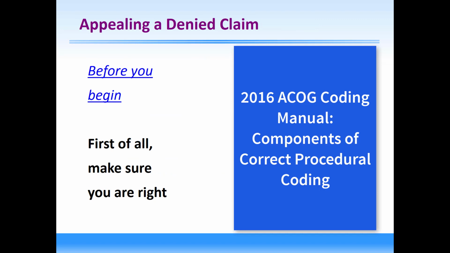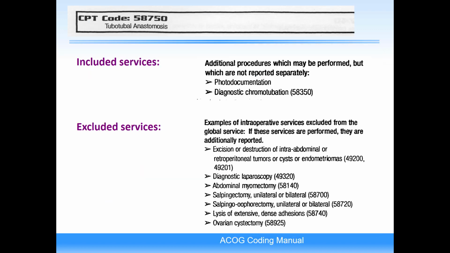Before you begin, first of all, you want to make sure you're right, and an invaluable resource in doing this is to have the ACOG coding manual. And the manual is quite important because it contains the following information. So let's take our example of a tubal reversal. You can see the CPT code 58750, and when you open the manual and go to this page, you'll see that ACOG has provided you the included services and the excluded services. So there is a code for chromopertubation, but that's an included service, so that is always typically performed with a tubal reversal and so not billable separately.